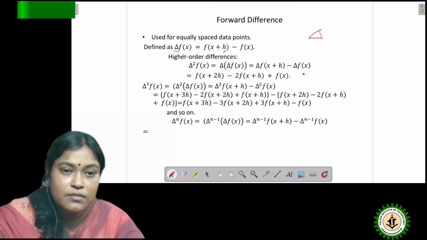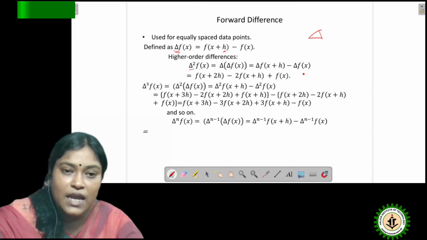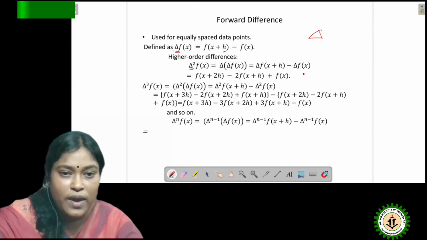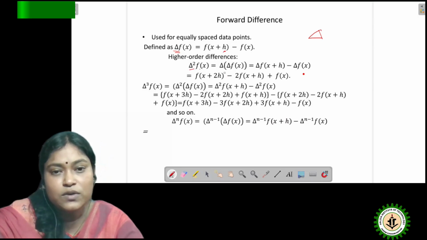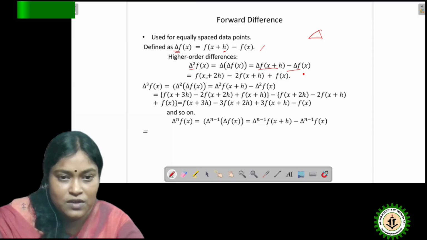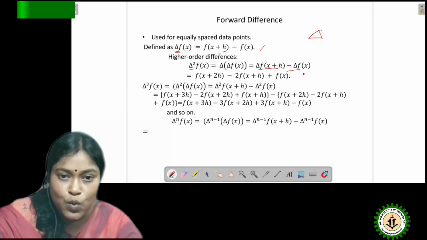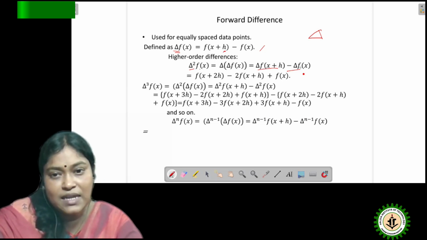Now, this delta f(x) is nothing but the first order forward difference. Similarly, we will have the second order forward difference, denoted as delta square. Delta square f(x) equals delta of delta f(x), which is delta of f(x plus h) minus delta f(x). And again, delta of f(x plus h), by this definition, if I put the value, I will get f(x plus 2h) minus f(x plus h), minus f(x plus h) minus f(x). So ultimately, we will get this value.